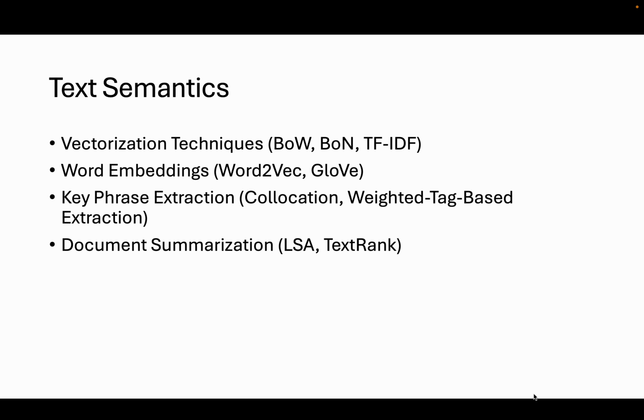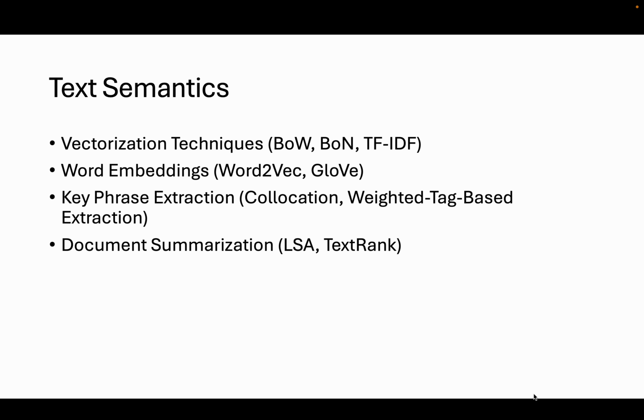Word embeddings are a direct approach to capturing semantic meaning. They represent words in continuous vector space, where semantically similar words are positioned close together. This approach goes beyond surface-level text, to capture deeper meanings and relationships between words.